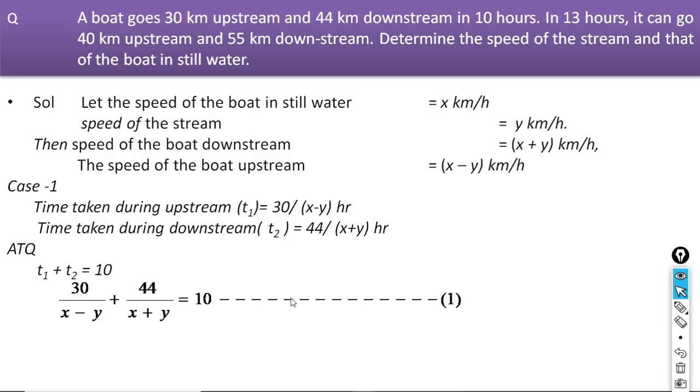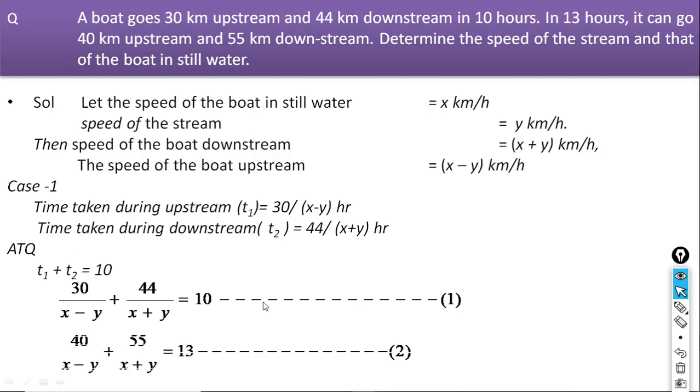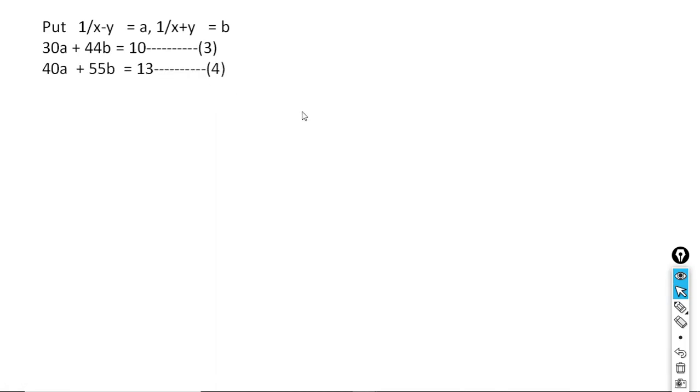Now similarly, we can write the second equation. It can go 40 km upstream, meaning 40 upon x minus y, plus 55 km downstream, 55 upon x plus y, in 13 hours, equal to 13, which is the second equation. We will solve these equations by considering 1 upon x minus y as a, and 1 upon x plus y as b. So we get equation number 3 and equation number 4.